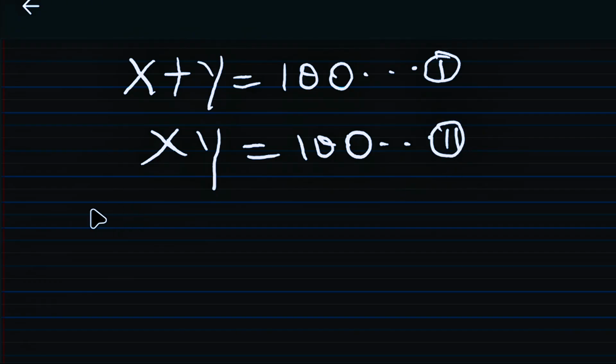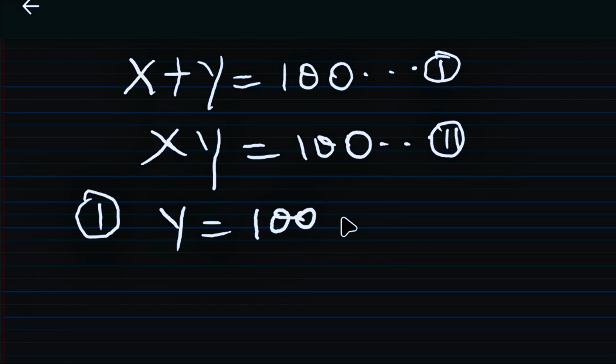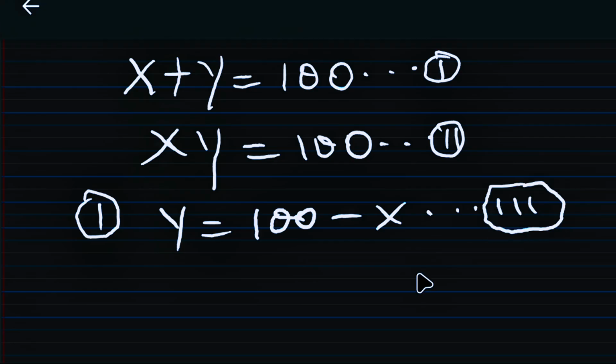From equation 1, we are going to make y the subject of formula. If we make y the subject of formula here, we are going to have that y will be equal to 100 minus x, because this x is positive here. When we transpose it, it becomes negative. Now let this be equation 3. We'll take note of this. This is equation 3.